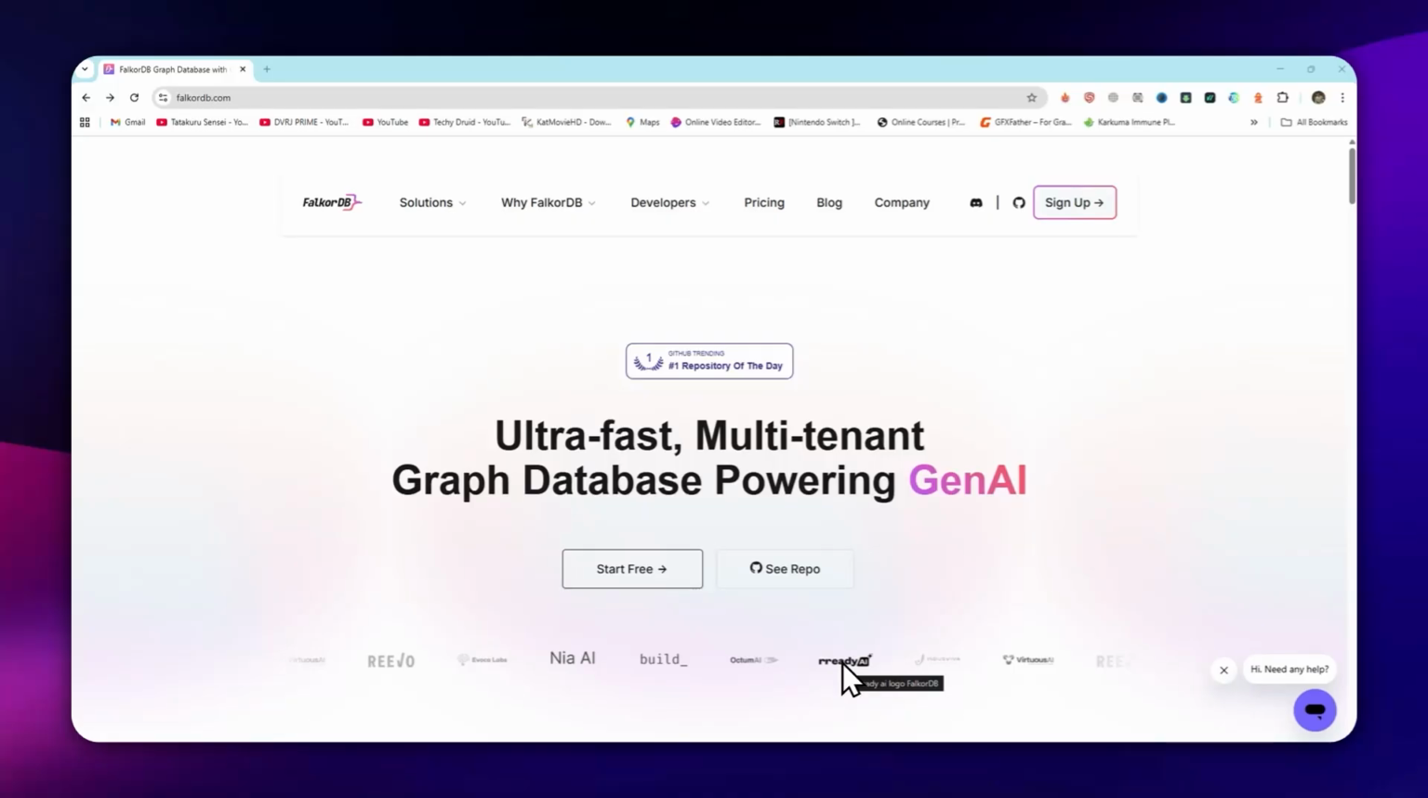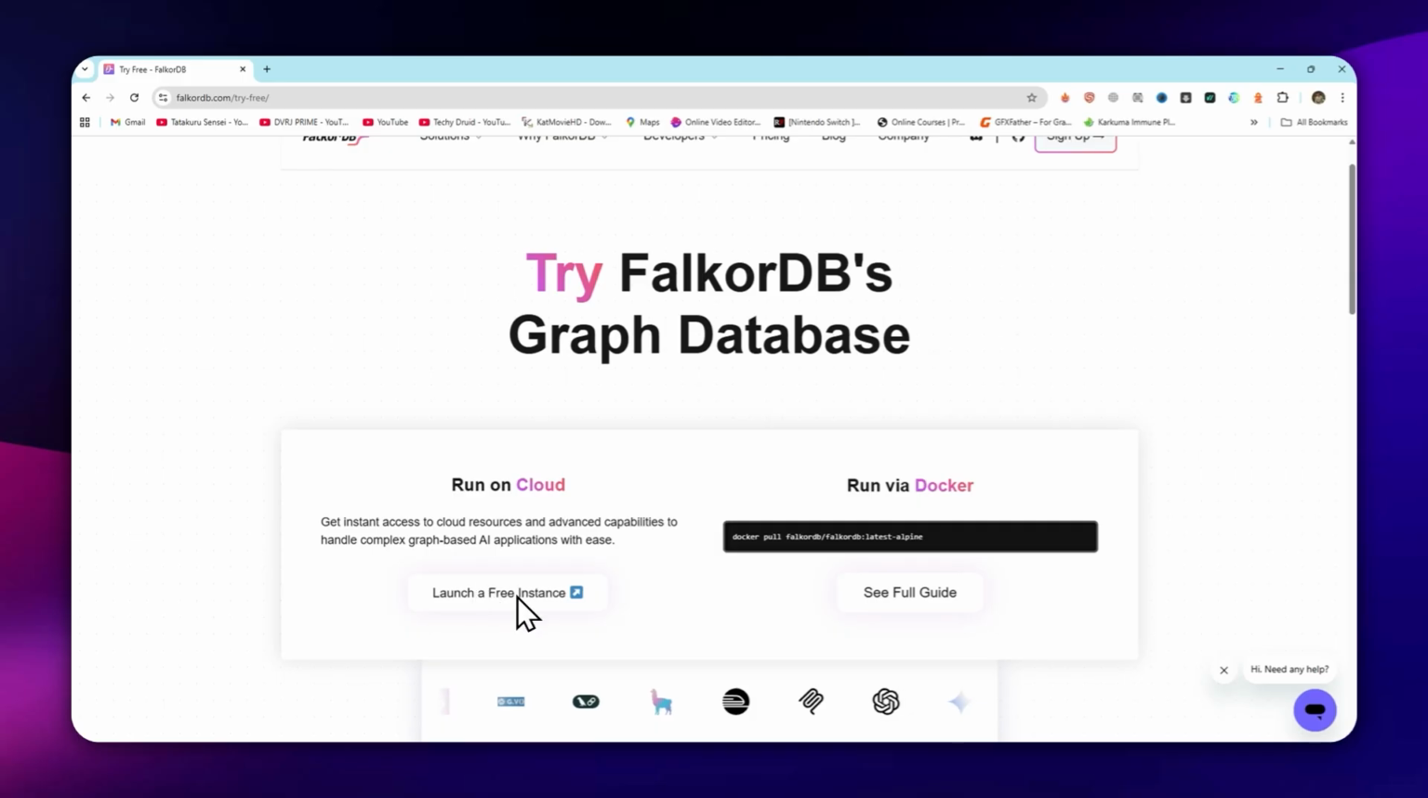If you're building anything in AI that needs memory, reasoning, or knowledge representation, FalkorDB is the database layer you've been waiting for.